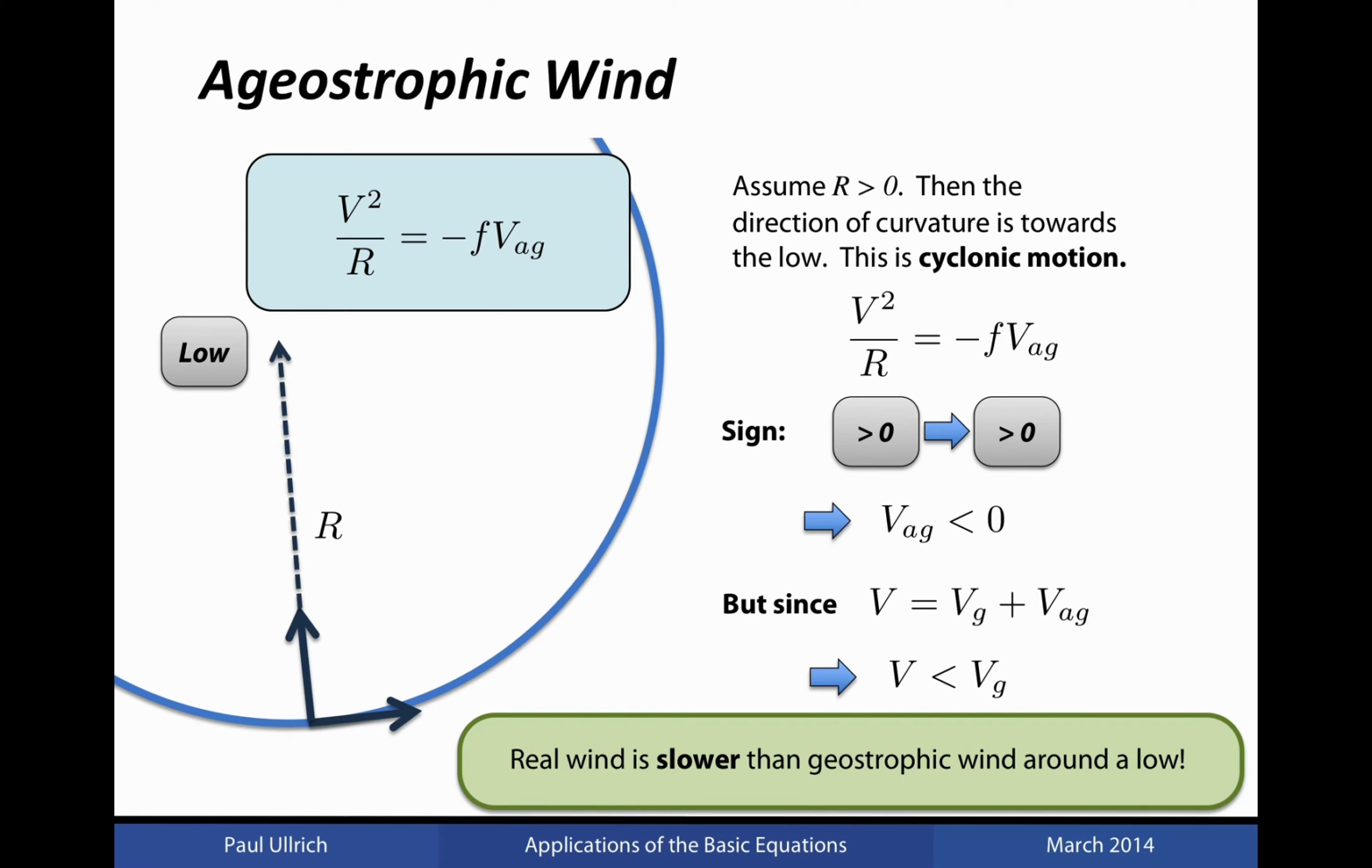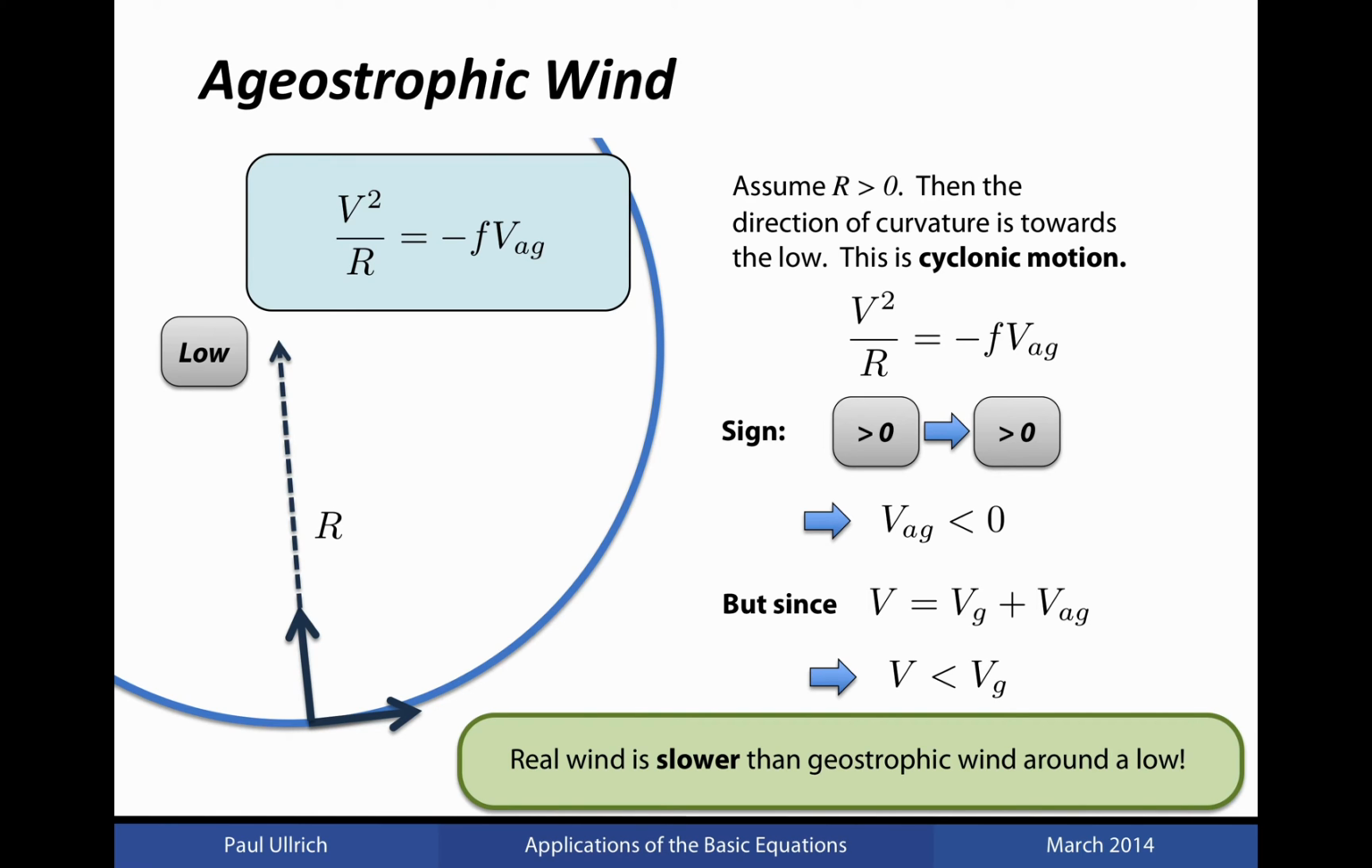So let's consider the case of cyclonic motion. From the previous slide, we had that centrifugal force is balanced by the ageostrophic flow, that is, the adjustment to the geostrophic wind needed in order to give the real wind velocity. Because flow is around the low, we have that the radius of curvature is positive. This means that the direction of curvature is directed towards the low in the direction of the normal vector. Hence, we have a sign on the left-hand side of this expression that is positive.